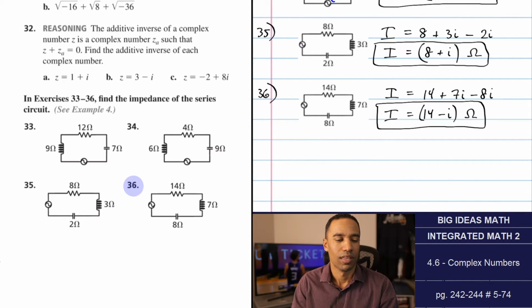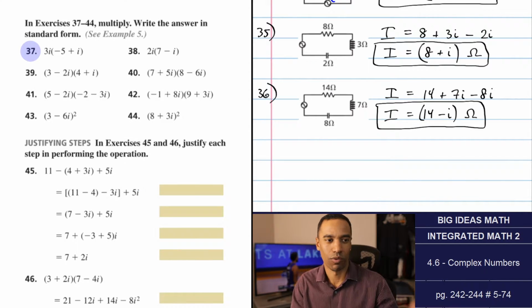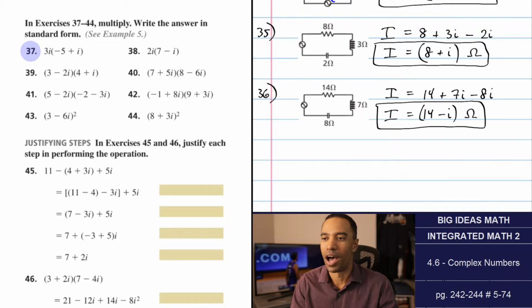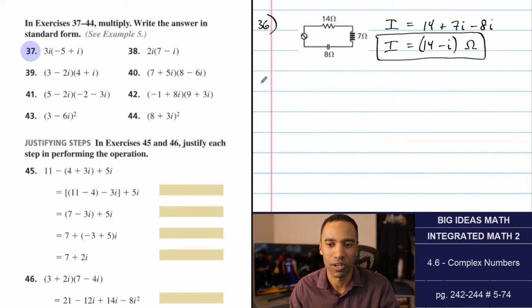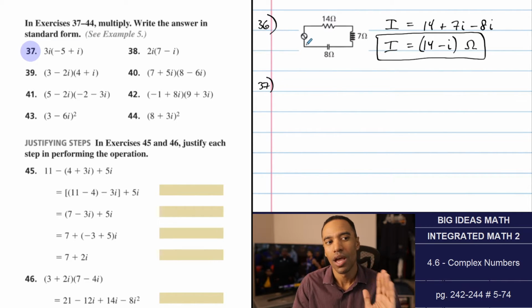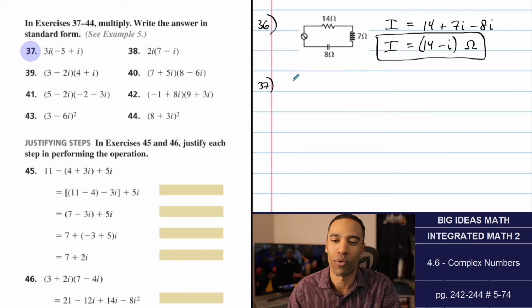Okay. That was those ones, and I'm kind of glad to get those ones out of the way. Not a lot of word problems with these ones. Those might be the only ones in general. They're obviously going to ask you to do different things on these other problems. But all right, numbers 37 to 44, we are going to multiply.